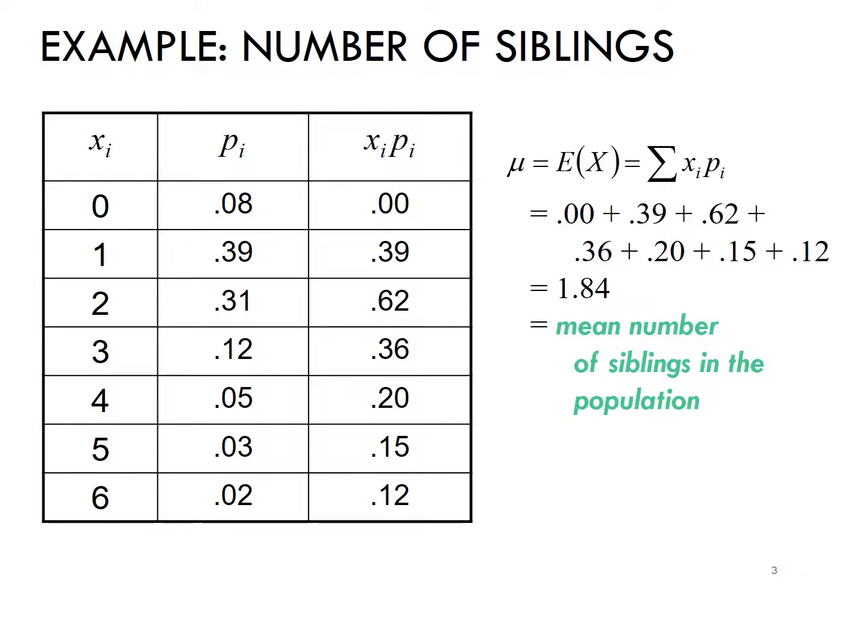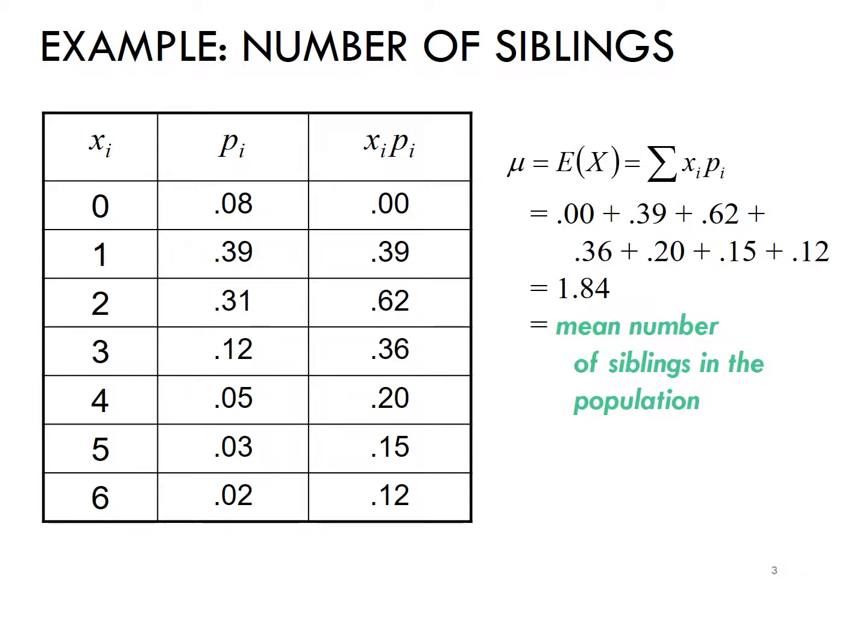Here you see the value of the variable number of siblings in the first column. So students can either have 0 siblings, 1 sibling, 2 siblings, etc. The second column contains the probabilities we calculated on the previous slide. 8% of the population were only children. 39% of the population had 1 sibling, etc.